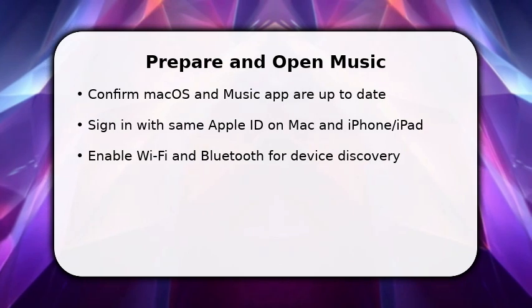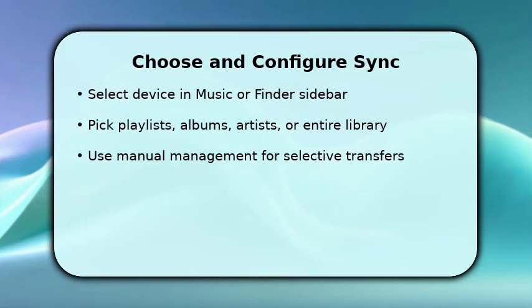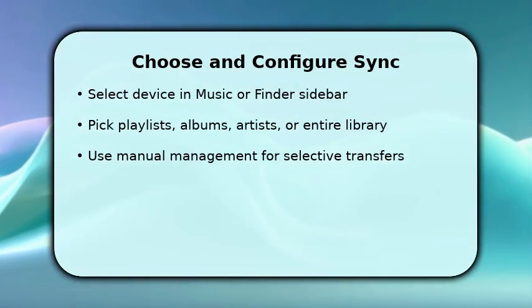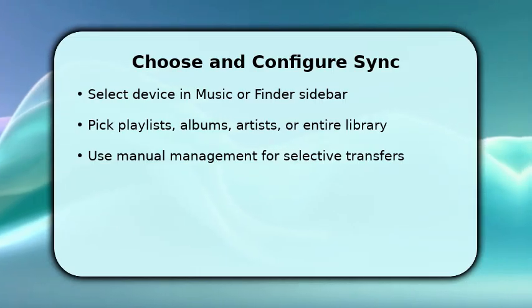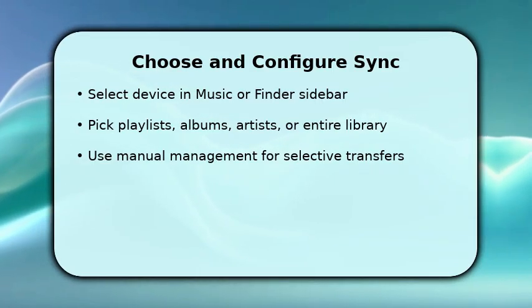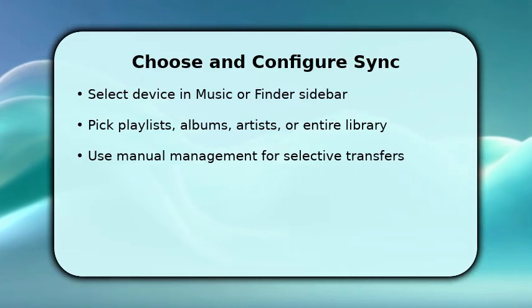With the device visible in Music or Finder, select it and choose your sync type. You can sync your entire library or select playlists, albums, and artists. Make careful selections because syncing replaces or merges content based on your choice.